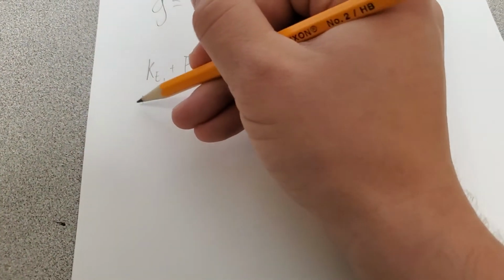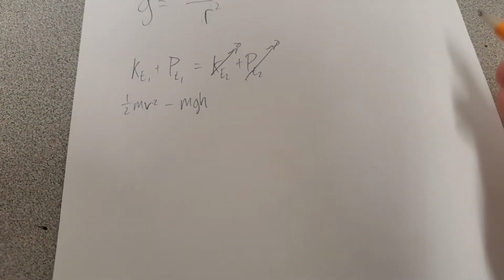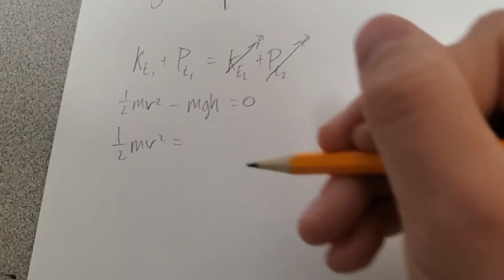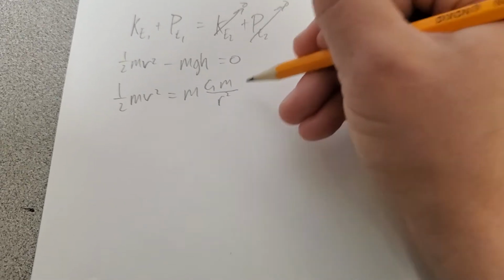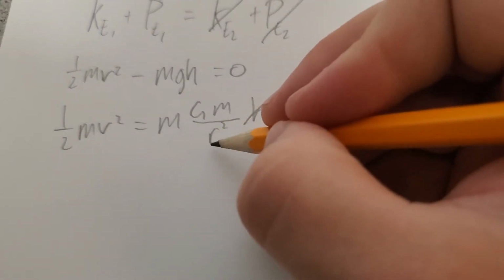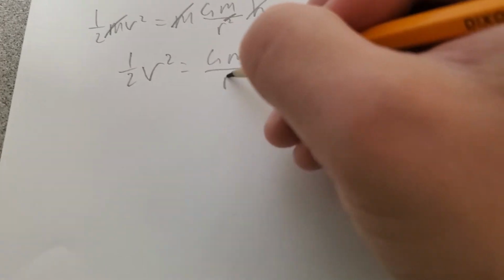So what we're left with is 1/2 mv squared minus mgh. Well, we plug in our g right here. We'll get 1/2 mv squared. I'm going to move this over to the other side: GM over r squared times h. Now, as it turns out, our h is actually equal to our r, so we can do that. And these two m's are equal to each other, so we can cancel them. So we're left with 1/2 v squared equals GM over r.